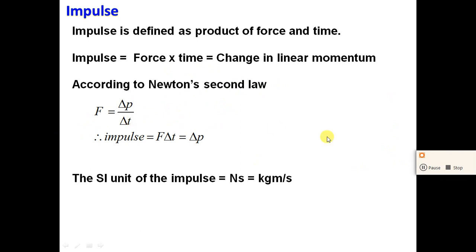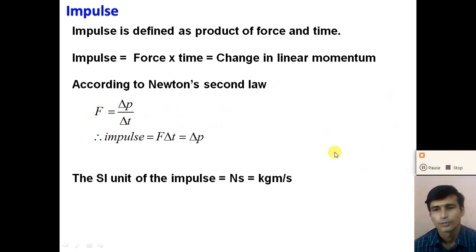What is Newton's second law of motion? The rate of change of linear momentum is equal to the force acting on a body. So you can say that F is equal to delta P by delta T. So according to Newton's second law of motion, F is equal to delta P by delta T.